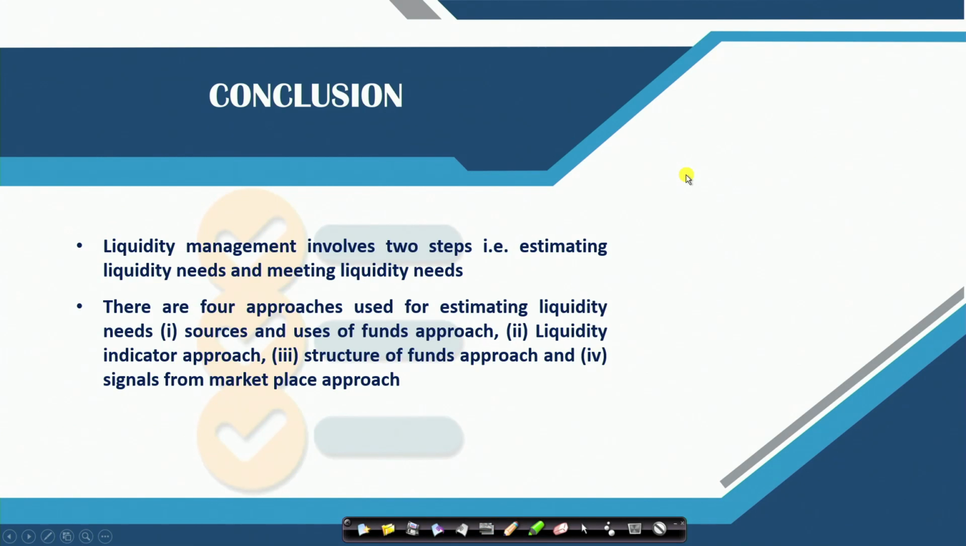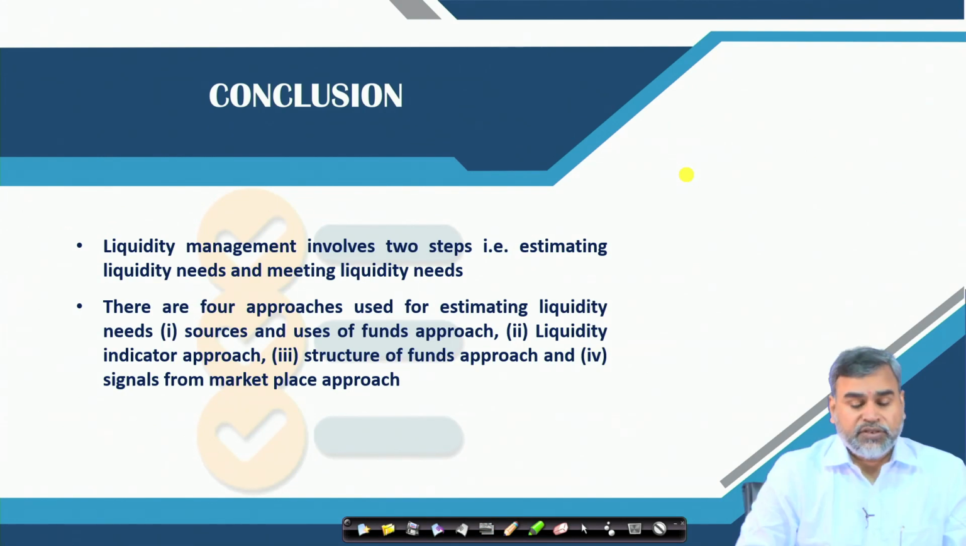So, what basically we have discussed here is the liquidity management process, which has two steps. One is estimation of liquidity needs, and the other is the meeting of the liquidity needs, or the strategy, that we will be discussing further. And there are four approaches for estimation of the liquidity: one is the sources and uses of the funds approach, the liquidity indicator approach, then the structure of the funds approach, and the signals from the marketplace approach. These last two approaches we will be discussing in the next session. And we have discussed the sources and uses of the funds approach and the liquidity indicator approach.